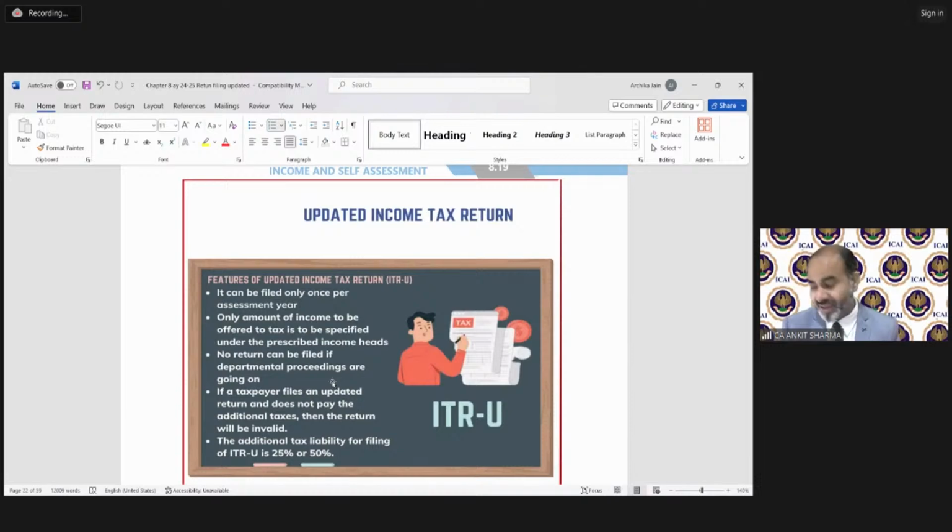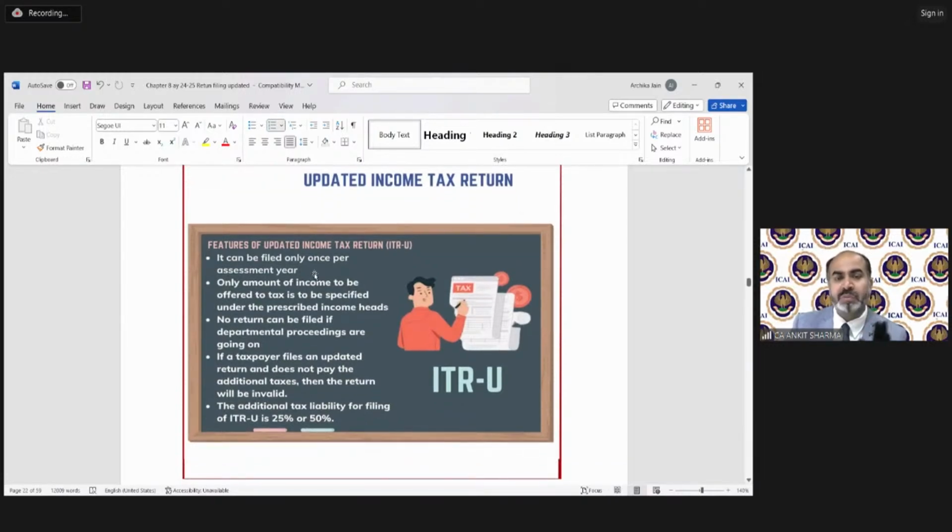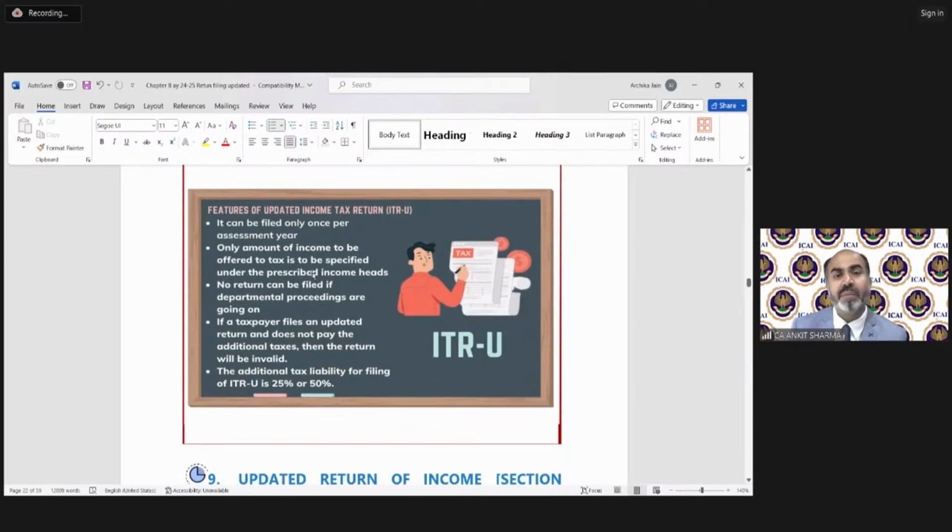There are some special characteristics in respect of this return. It can be filed only once per assessment year. It cannot be revised. A normal return you can revise, but if you have filed your updated return, it cannot be revised. Only the amount of income to be offered to tax is to be specified under the prescribed income head. No return can be filed if department proceedings are going on. So if your case is opened or pending under the income tax department, then you cannot file ITRU.